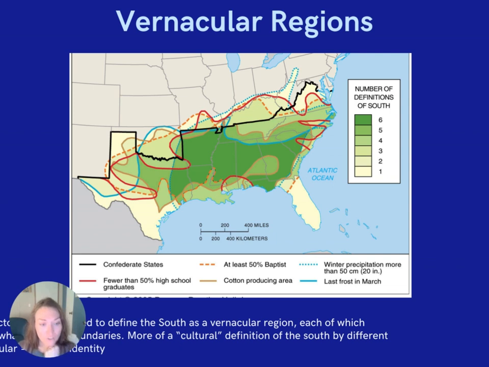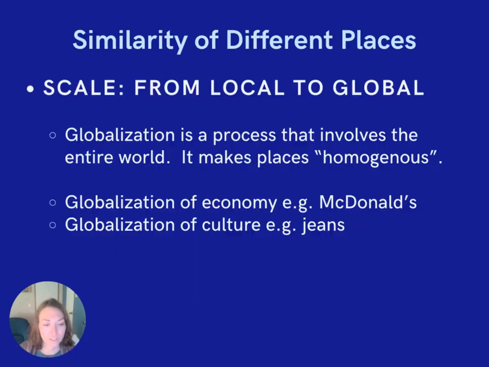A vernacular region, on the other hand, is more of a cultural identity. The South in the US is a good example of this. You can see each of these color shades is the number of definitions for a certain area. Because these are cultural concepts, they're subjective. So just think vernacular is like a cultural region, and it's very subjective.